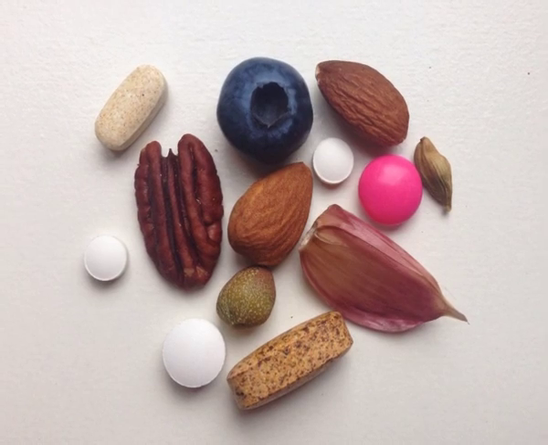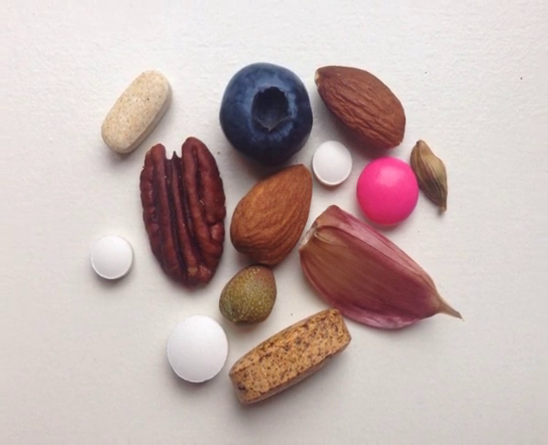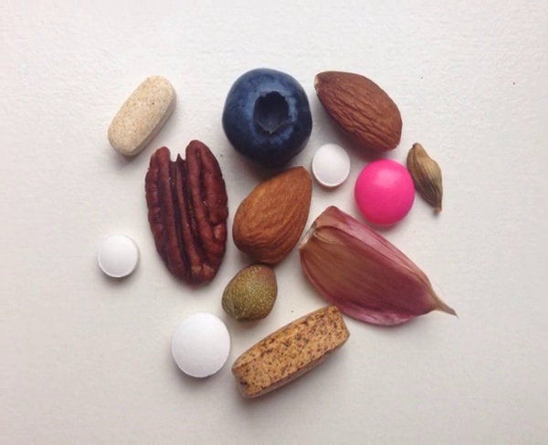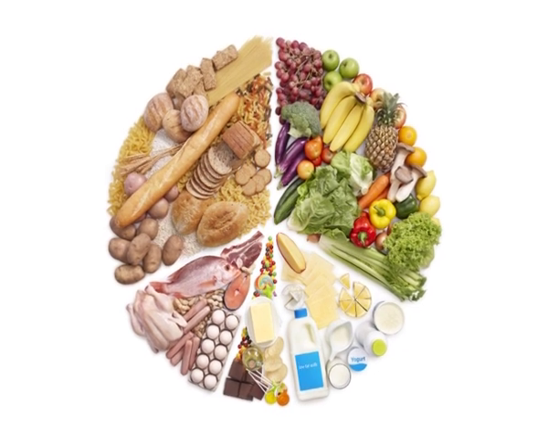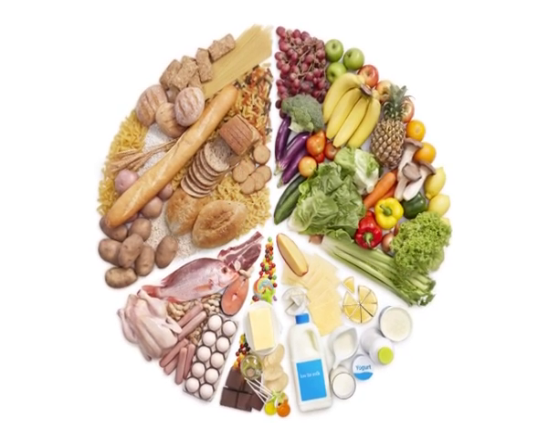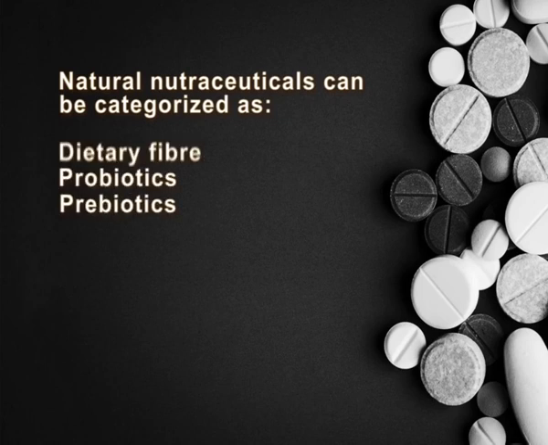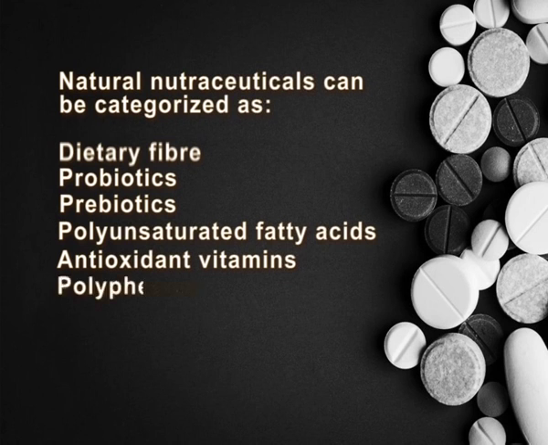Some of the most common ways of classifying nutraceuticals can be based on food sources, mechanism of action, chemical nature, etc. The food sources used as nutraceuticals are all natural and can be categorized as: first, dietary fiber; second, probiotics; third, prebiotics; fourth, polyunsaturated fatty acids; fifth, antioxidant vitamins; sixth, polyphenols; seventh, spices.